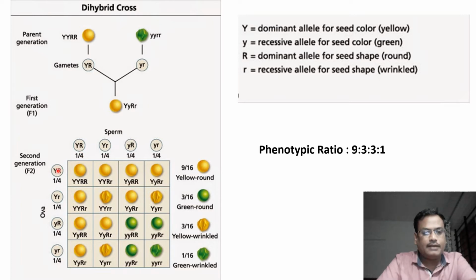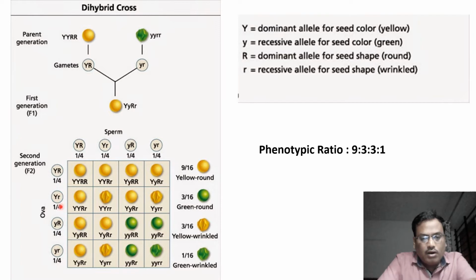When this gamete and this gamete is fused, what happens? The F2 individual will be having capital Y, capital Y, capital R, capital R. And when this gamete fuses with the second gamete, what happens? Capital Y, capital R, small r. So therefore you have the genotype capital Y, capital R, small r. And this, when it fuses with the third gamete, it will produce capital Y, capital R, small r. And lastly, capital Y, capital R, small r, like this.